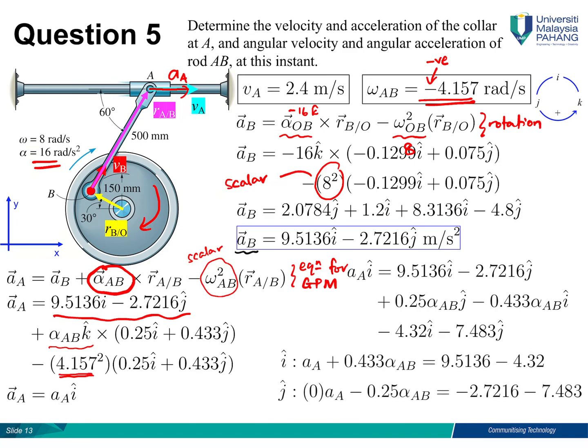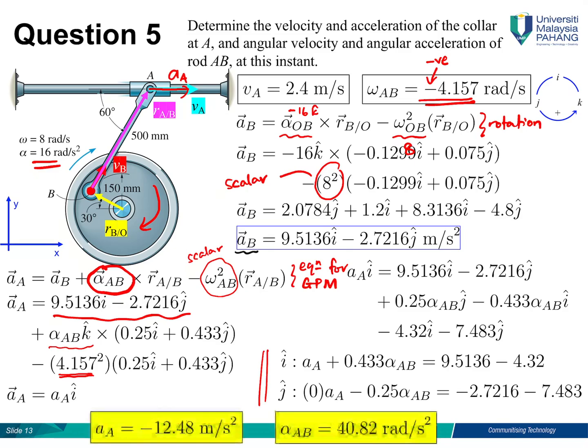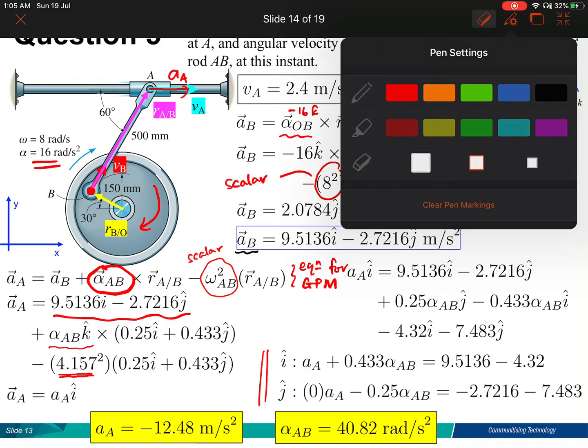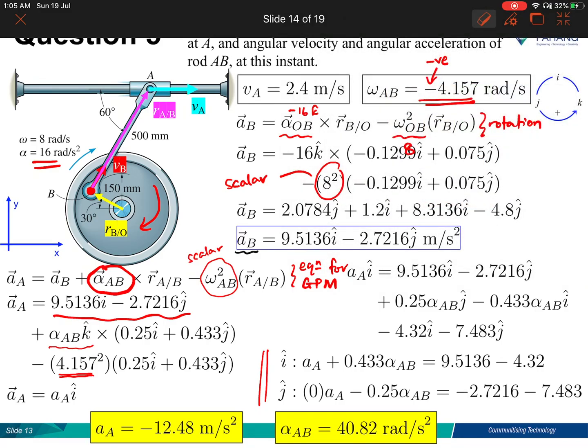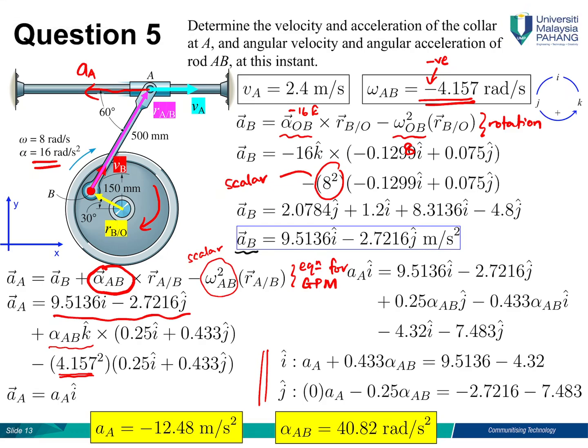And finally, as usual, we will separate the components into I and J components and solve the simultaneous equations using your calculator. And in the end, you will get AA is equal to minus 12.48, which means that this direction is actually incorrect. So in fact, AA is actually pointing to the left. All right, AA is pointing to the left.